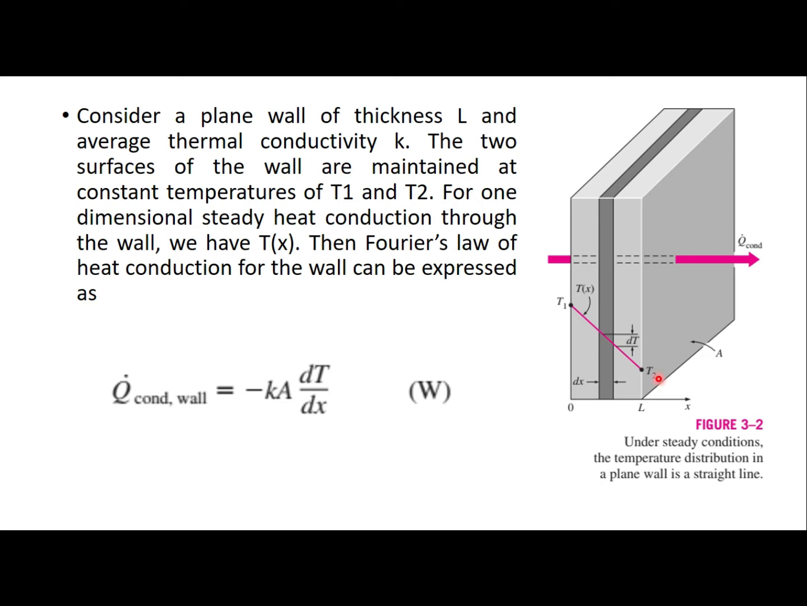We have to develop the heat conduction equation through the wall, and we will consider a small element through which we can apply our balance, right? So dx is the thickness of our element under consideration, and the temperature change in this element would be known as dT. The rate of heat conduction through the wall is equal to minus kA dT by dx, and it is exactly Fourier's law of heat conduction that we have studied previously.